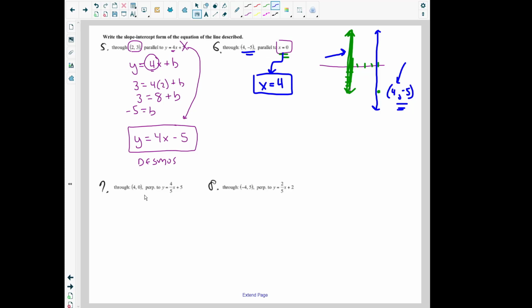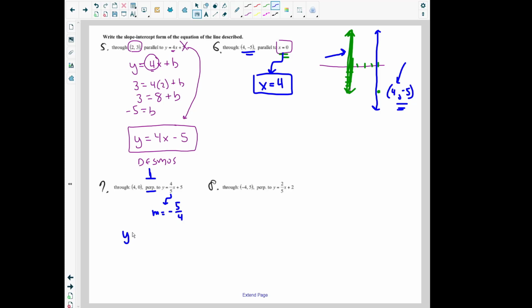Okay? Now, perp stands for perpendicular. We also use this symbol for perpendicular. You'll see it in your notes, like a nail on the ground upside down. Okay? So perpendicular slopes aren't the same as parallel. They actually are negative reciprocals. So that means the slope of my line is going to be the negative reciprocal of the original slope. So the original slope here is 4/5. So that means I'm going to get negative 5/4.